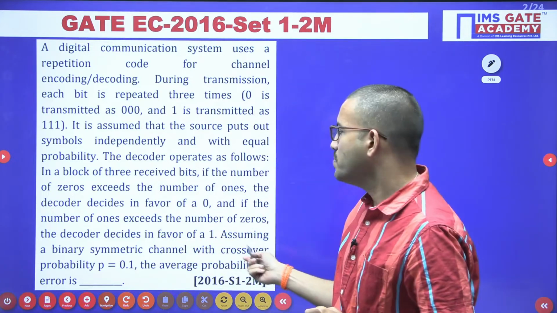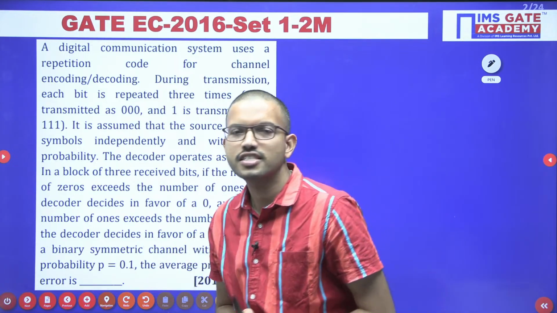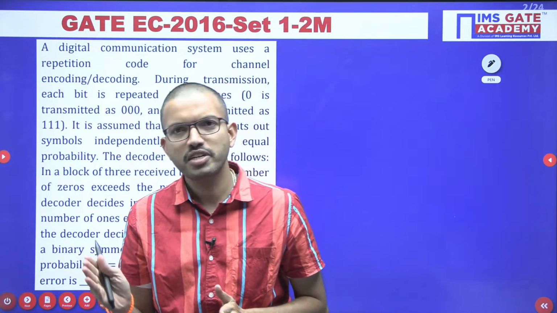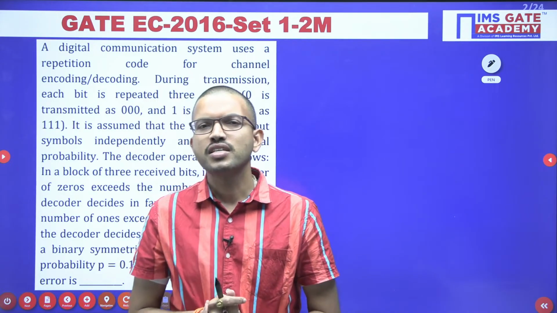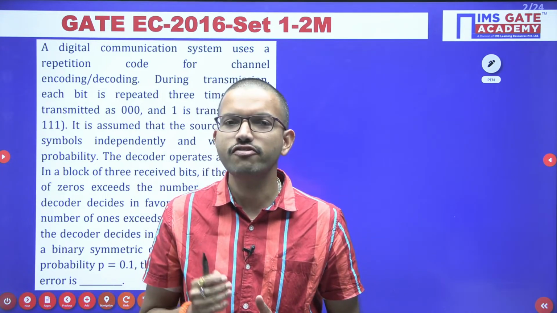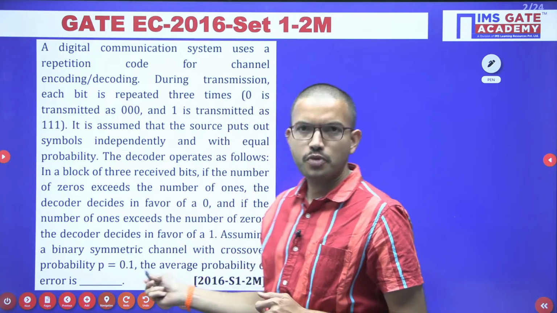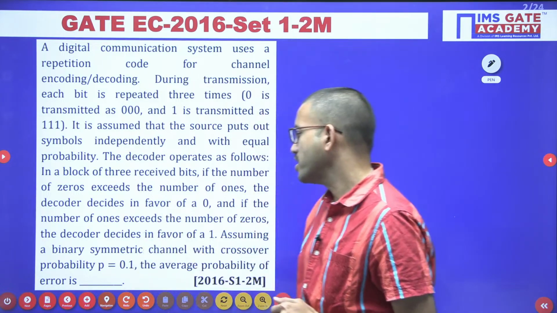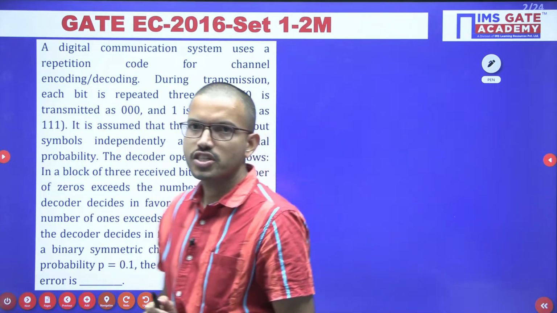Assuming a binary symmetric channel with crossover probability. Crossover probability means, for example, when you are transmitting bit value 0, ideally you should receive bit value 0. But instead of 0, if you are receiving 1, that means there is an error. Similarly, if you are transmitting 1, ideally you should receive 1 only, but if you are receiving 0, that means there is an error, right? So that is the meaning of crossover probability. In this case, they have mentioned crossover probability as 0.1. Now the question is, the average probability of error is.